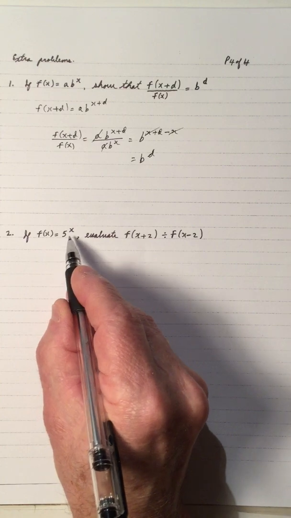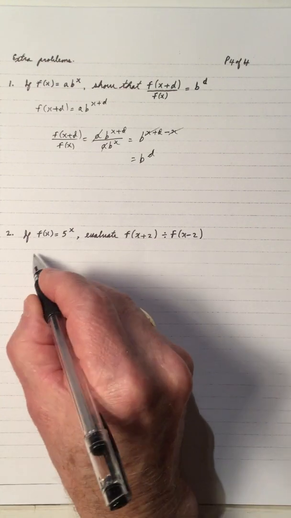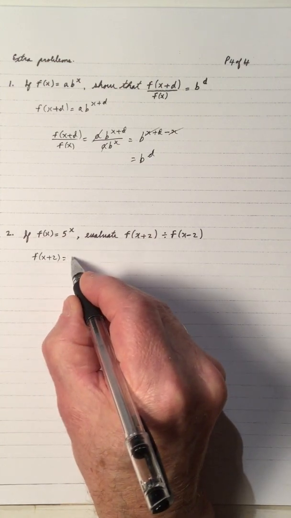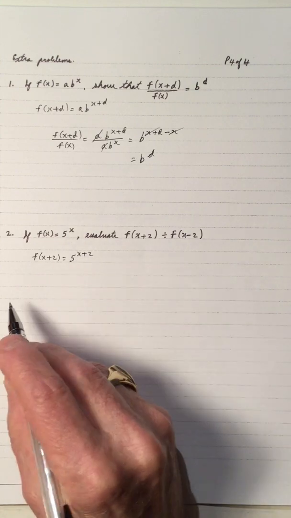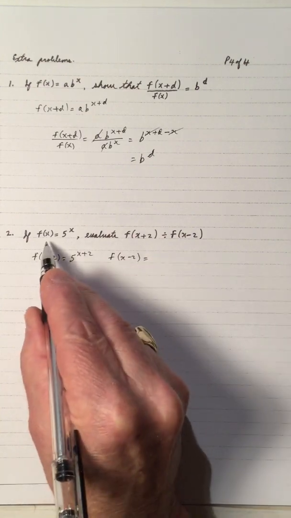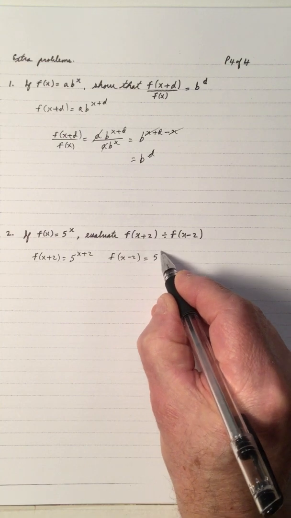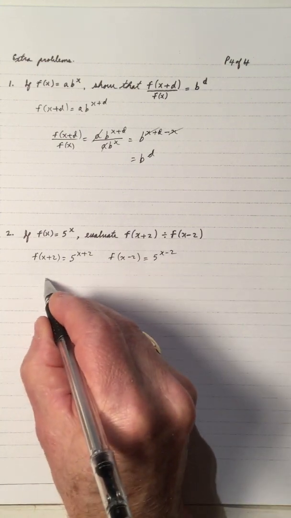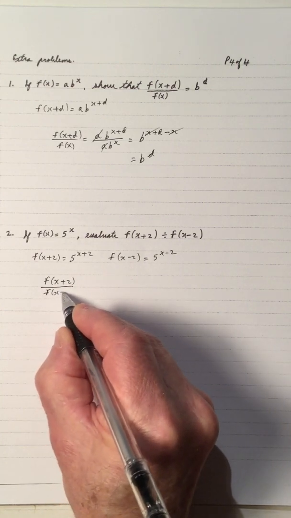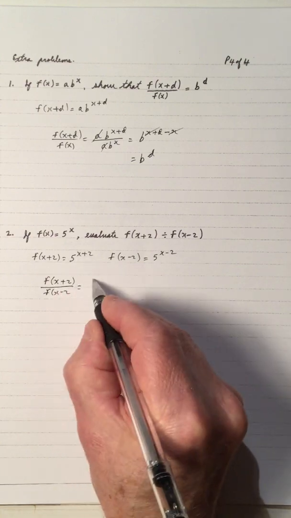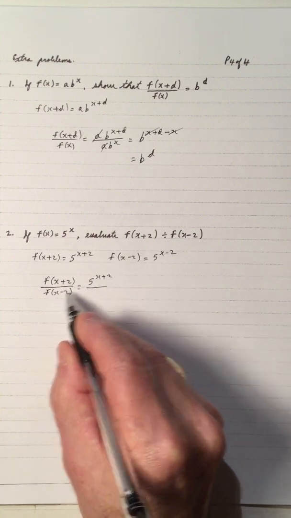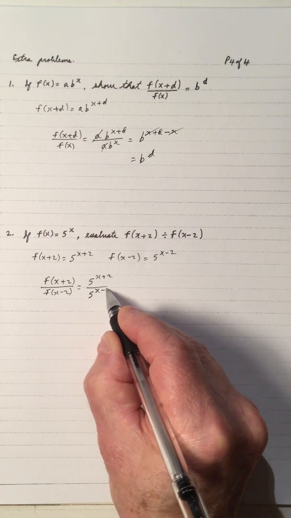If f of x equals 5 to the x, evaluate. So let's look at f of x plus 2. f of x plus 2 is 5 to the x plus 2. What about f of x minus 2? So x minus 2 goes into place of x, so that's 5 to the x minus 2. So now we're looking at f of x plus 2 divided by f of x minus 2. So we sub that in. That's 5 to the x plus 2, right here. And f of x minus 2 is 5 to the x minus 2.